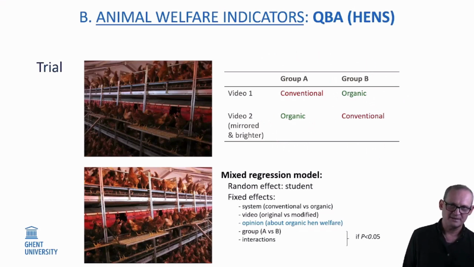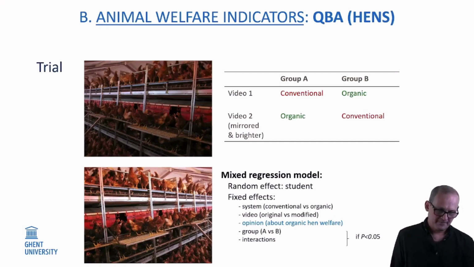And now we wanted to see whether the background information of where the video was taken, a conventional farm or an organic farm, could influence the outcome of the scoring. Before we did that, we also questioned them about how they thought the welfare of laying hens was on organic farms compared to on conventional farms. So we could relate, on the individual level of the student, how they thought about organic farming, and whether that had a bigger impact on the difference in their scoring between the two videos.